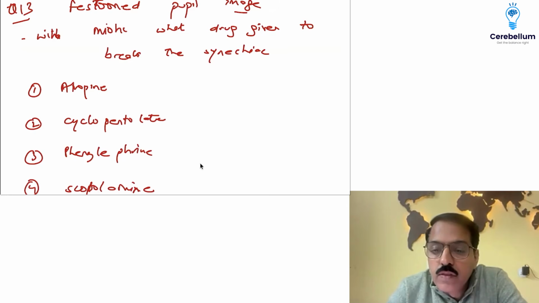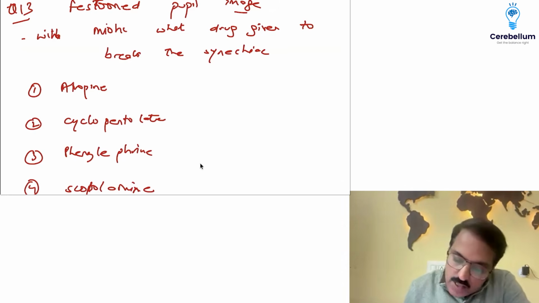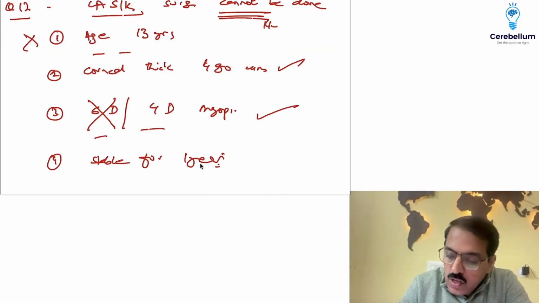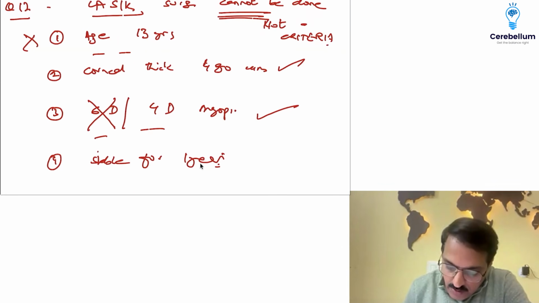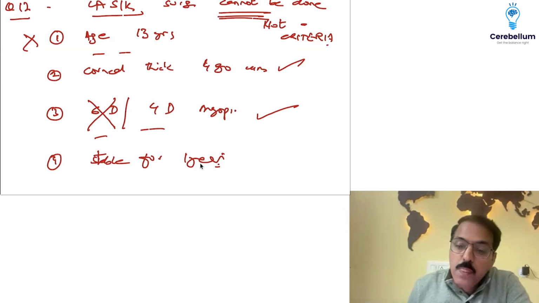Cyclopentolate ना. So see, which of the following is not a criteria for LASIK? Yes. So age 13 is not a criteria. It is not a criteria for LASIK. Yes. Stable refraction for 1 year is a criterion, 480 micron. Yes, is. हाँ ठीक है.